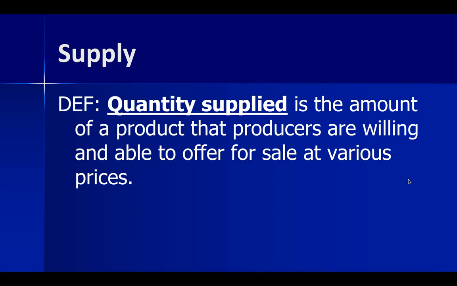Now let's turn our attention to sellers in the market, the producers, and the supply side. We can think about this in exactly the same sort of way. We'll start with a definition of the variable quantity supplied, which is the amount of a product that producers are willing and able to offer for sale at various prices. Again, notice this is desired sales. It's what they're willing and able to offer for sale. It's not actual sales, just like demand was desired demand.